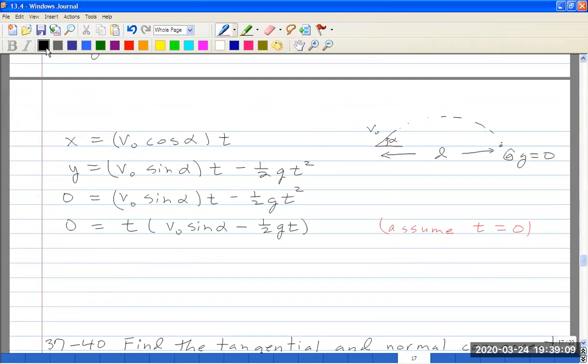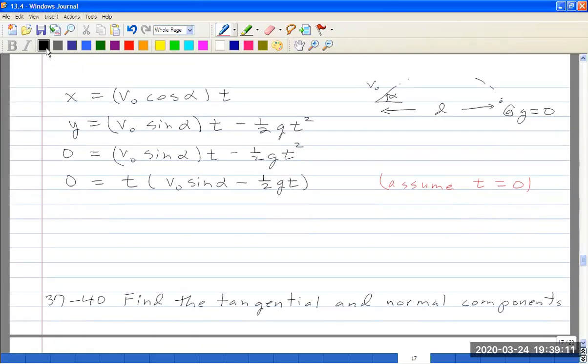And so in this case, t is equal to 2 v0 sine alpha over g.